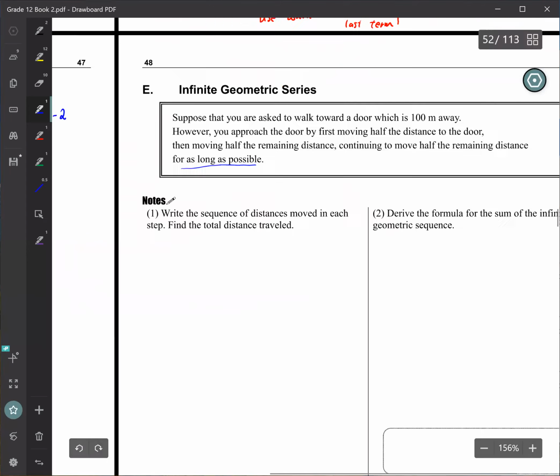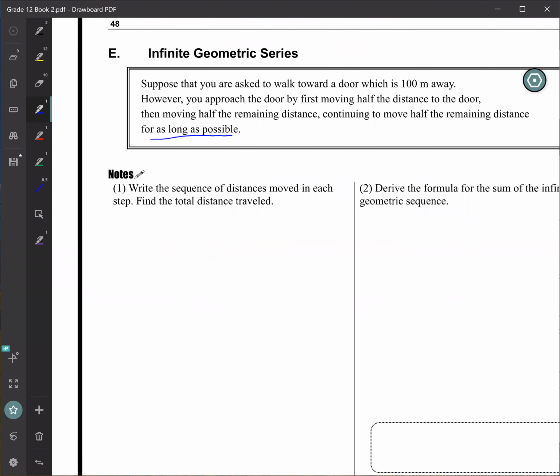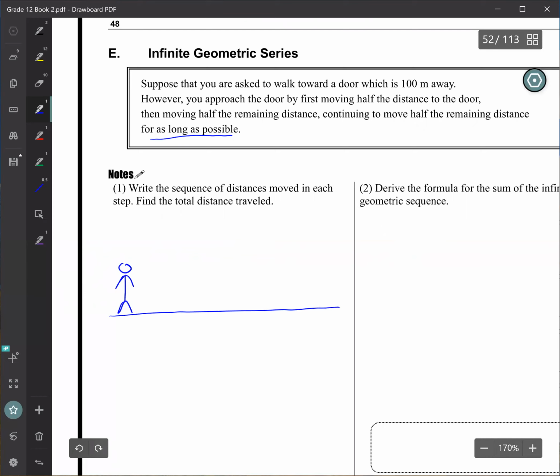So let's draw a picture, okay, to see it visually. So let's say you're standing here, right? And this is the ground, and then you have a door, and you try to get out, right? So the door is 100 meters away, right? So let's put that here, to here is 100. You approach the door first by moving half the distance to the door.